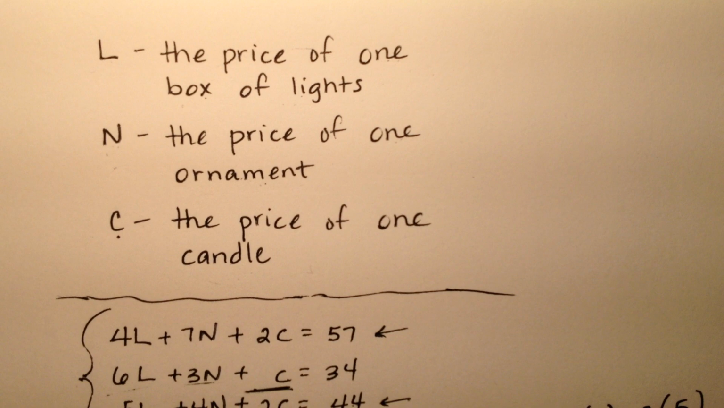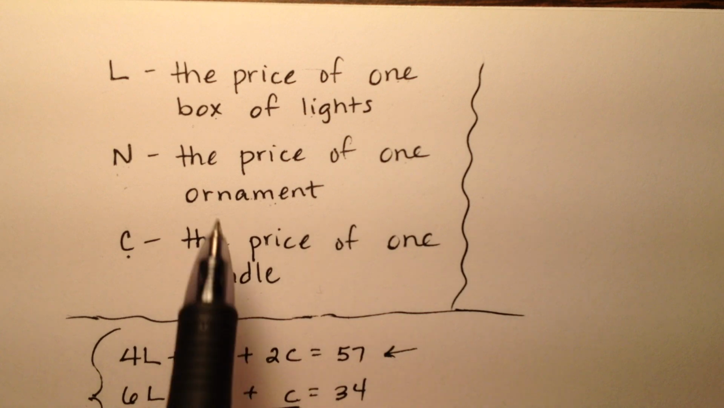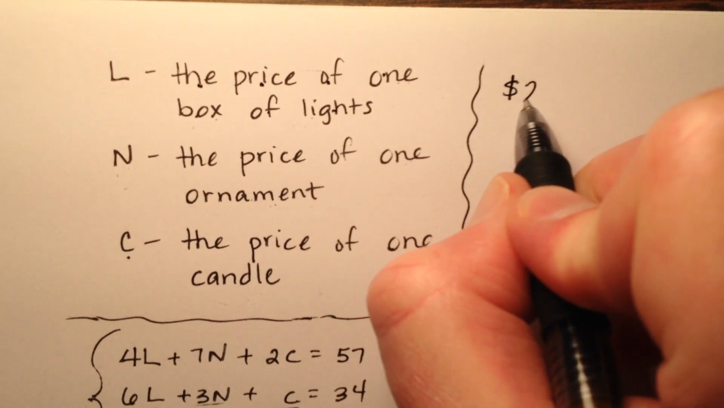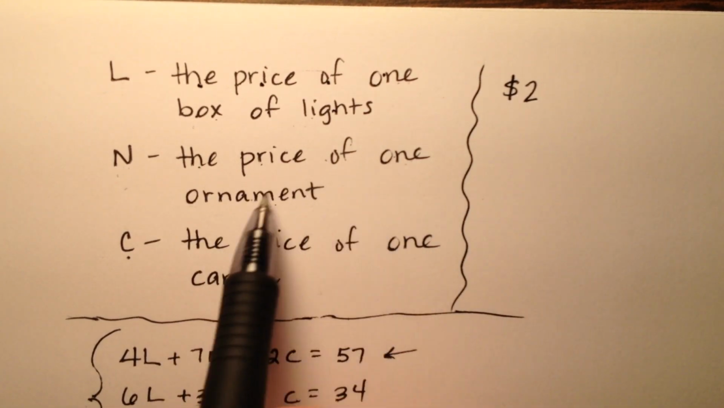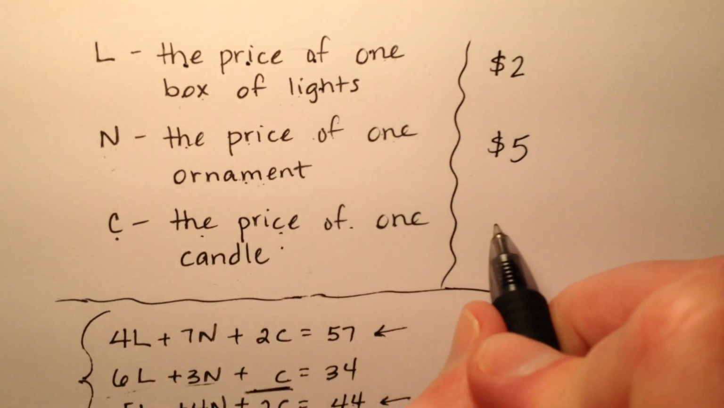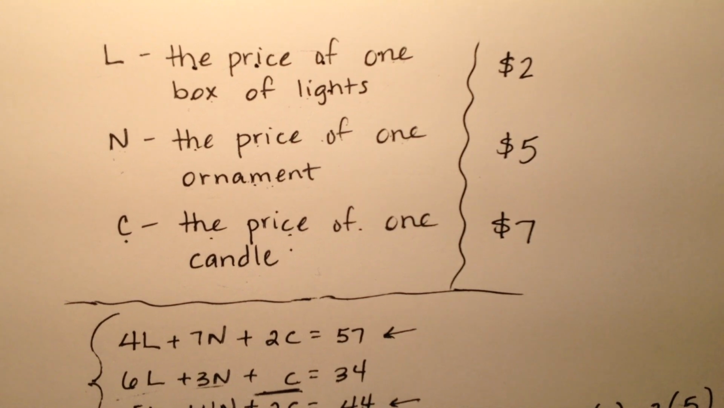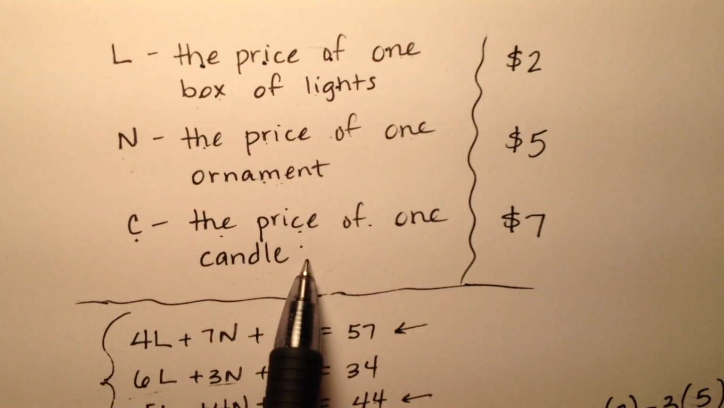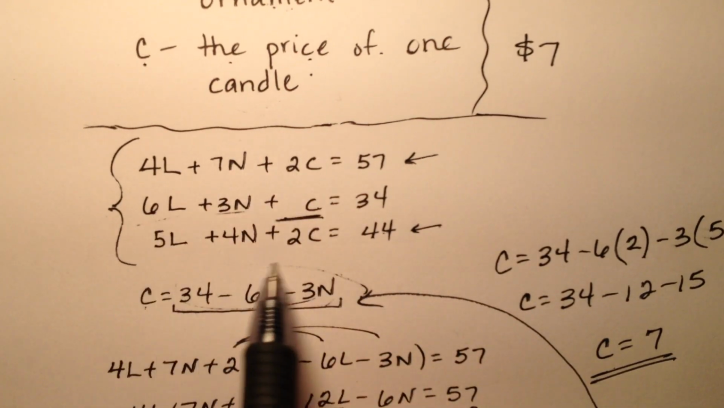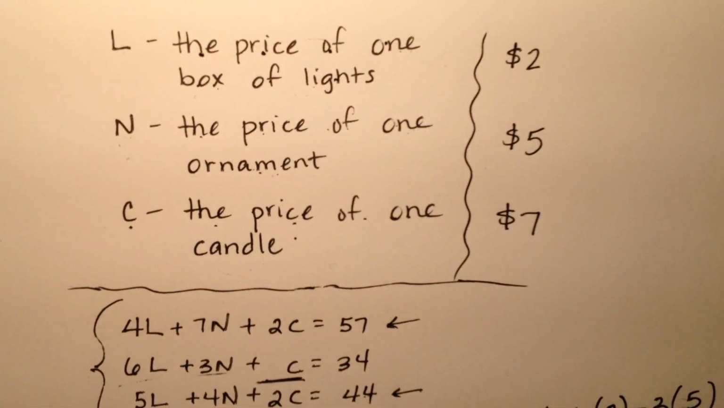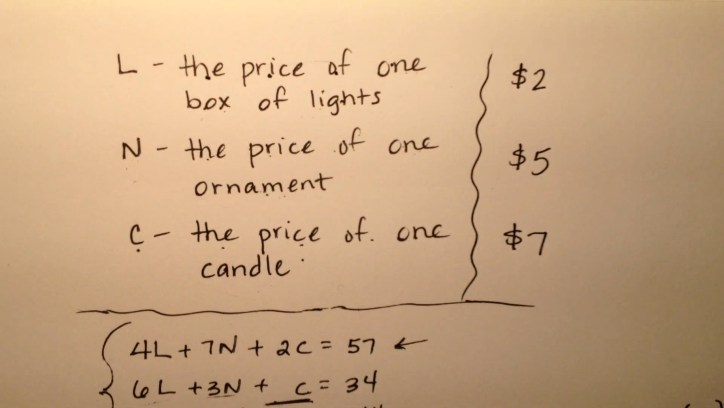So let's go ahead. We can write our sentences. I think for now I'll just put these prices next to them. So your sentences will be, the price of 1 box of lights is $2. The price of 1 ornament is $5, and the price of 1 candle is $7. And we have now worked that word problem by first writing our definitions for our variables, writing our system, solving our system, and then finishing up by going back to our variable definitions and making sense of our answers.